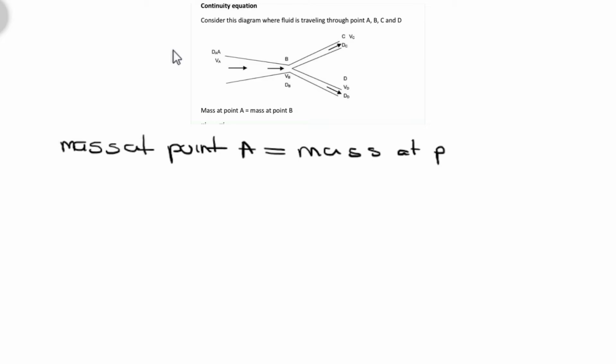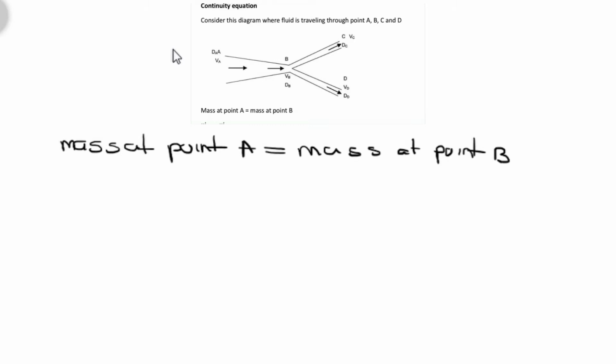We have fluid entering from point A, it passes through point B and separates or forks at C and D. If we wanted to calculate area, velocity, or volumetric flow rate, even mass, we can use what we call the continuity equation. What the continuity equation simply tells us is that mass at point A will be equated to mass at point B, and also mass at point A can be the same as mass at C and D.